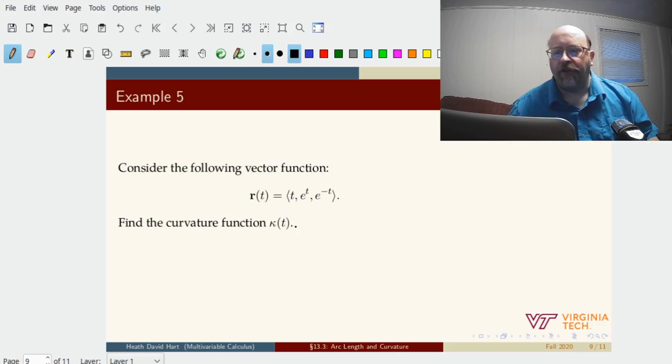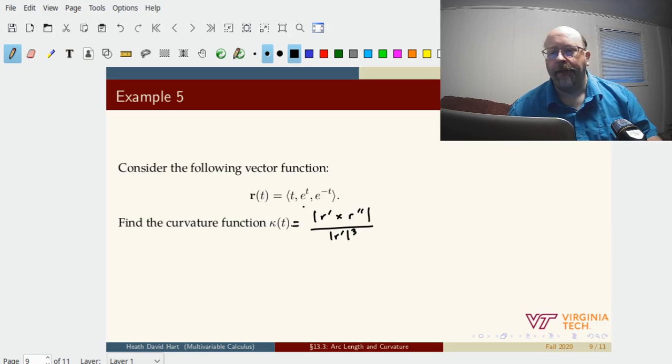This is my vector function. We want to find the curvature function, which again is r prime crossed with r double prime. Take the magnitude of that and divide it by the magnitude of r prime cubed. Okay? So let's do some calculation here. R prime, in this case, is 1, e to the t, negative e to the negative t. And r double prime is 0, e to the t, positive e to the negative t.